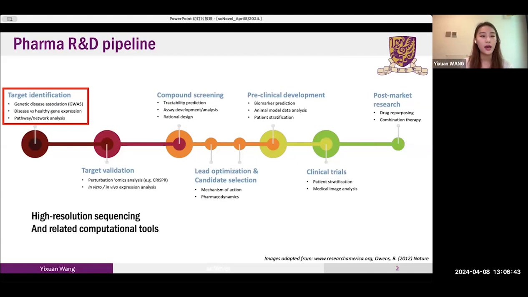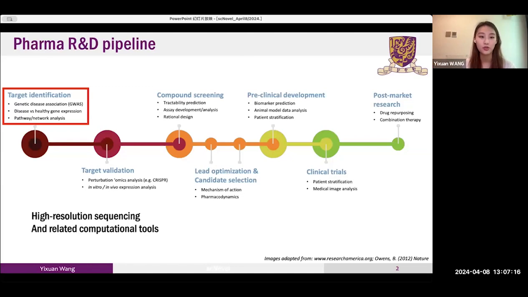For my research, I'm primarily focused on the first two steps, target identification and target validation. Today, I will mainly talk about my work involved in the first stage, target identification, which involves genetic disease association or analysis between disease states and healthy states, and also some pathway or network analysis.